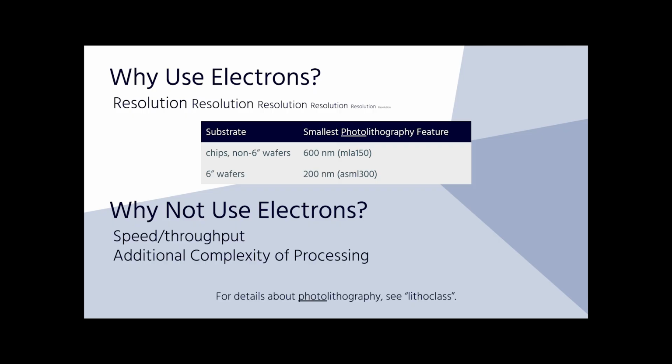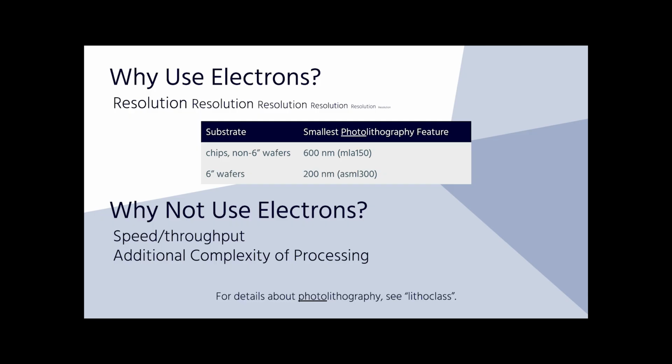So, why would you choose electrons over photons? Resolution. The smallest feature you can routinely achieve on a chip using our photolithography tools is 600 nanometers on our MLA150 tool. The smallest feature you can routinely achieve on a wafer is 200 nanometers using the ASML stepper. If you need to resolve features that are smaller than these sizes, you will need to use electrons for the exposure. And we'll talk about why electrons and photons work like this more in a moment.